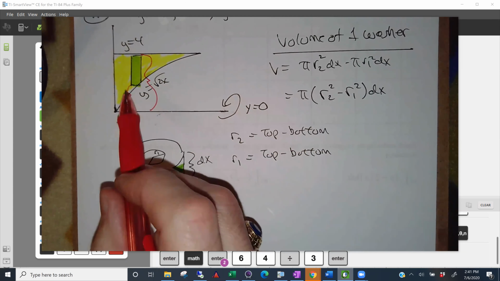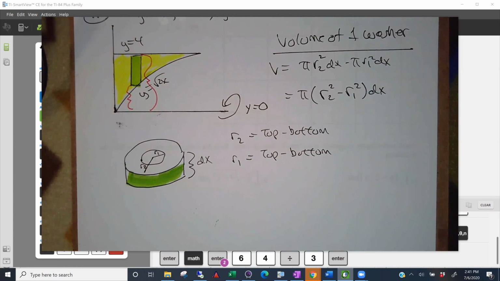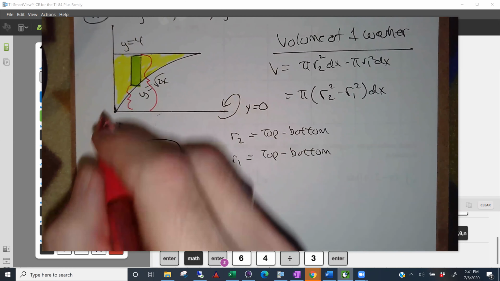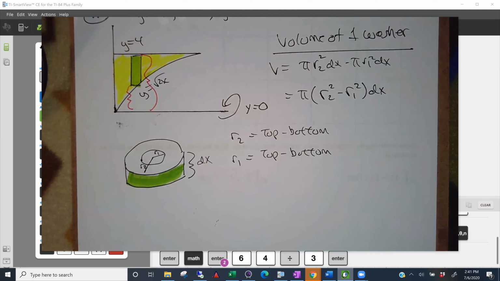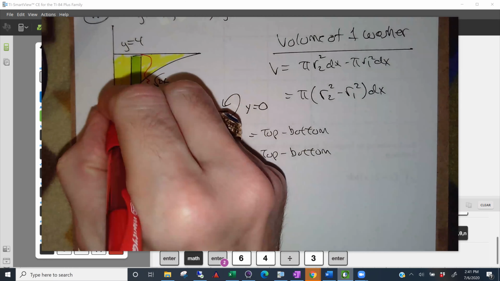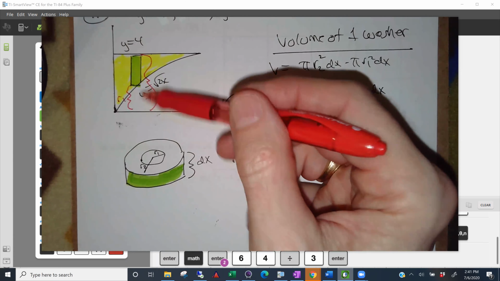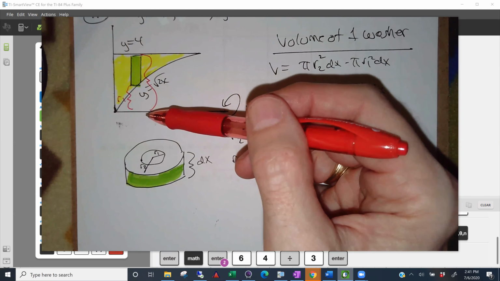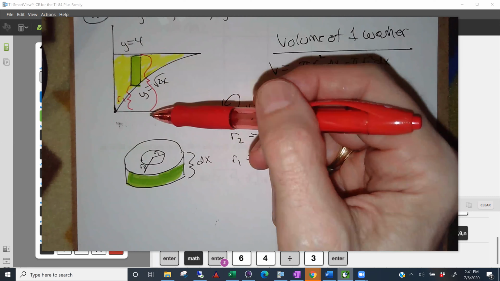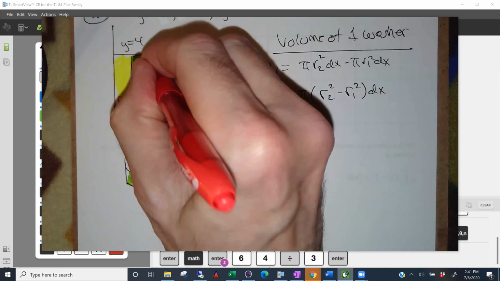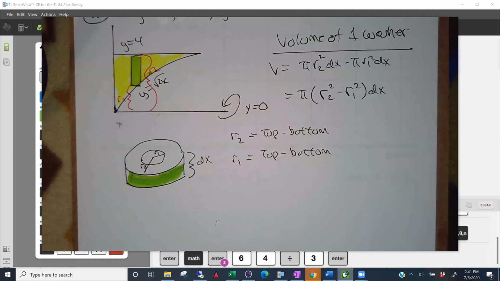Which one's the shorter one? R1 or R2? That's going to be your inner radius. That's the one that's closer to the axis of rotation. So that's R1. R2 is this one. That's going to be your outer radius. So let's see if we can do both of those.